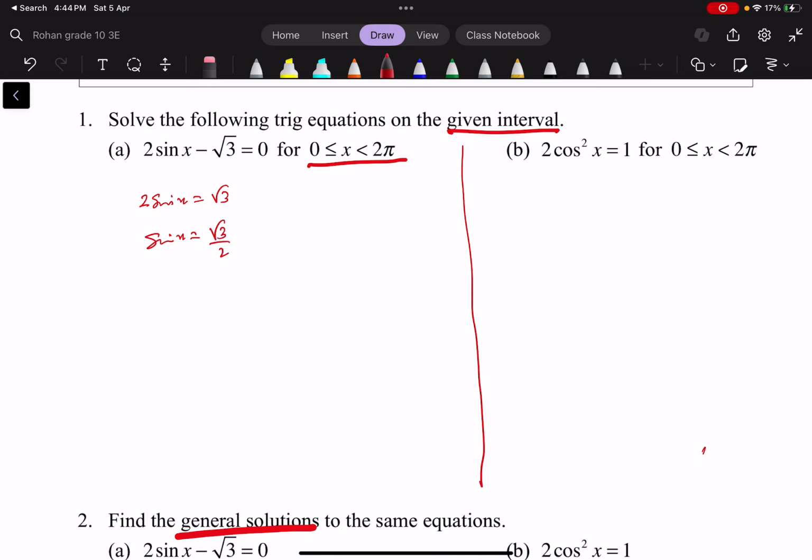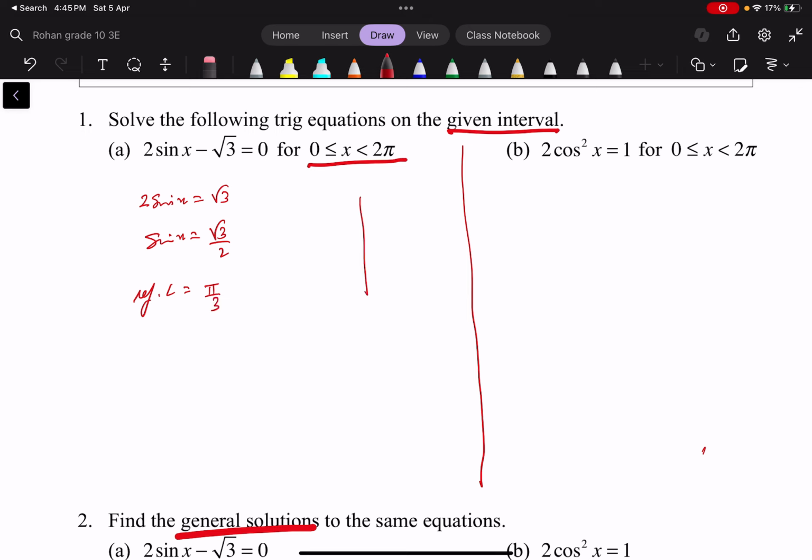So what is the reference angle? Is the reference 45? No, 45 is 1 over root 2. It's 60. 60 is what in radians? 60 is pi over 3 in radians. Perfect. Very good. Pi over 3 in radians. That's my reference angle.